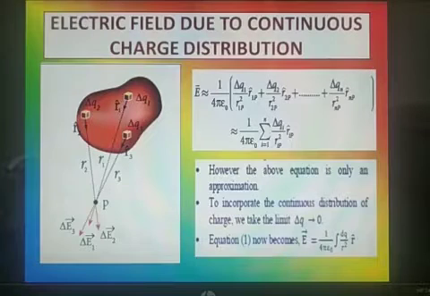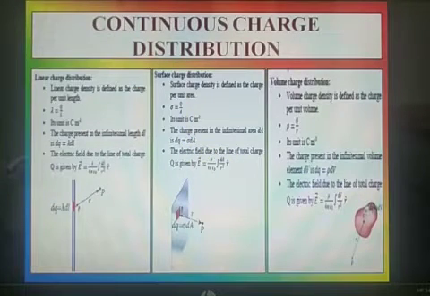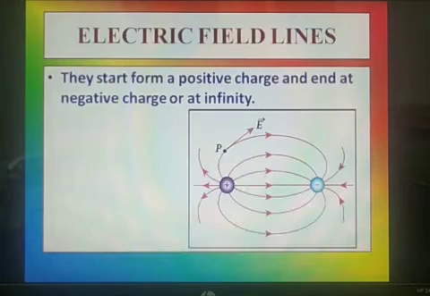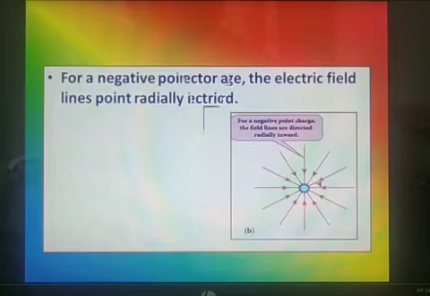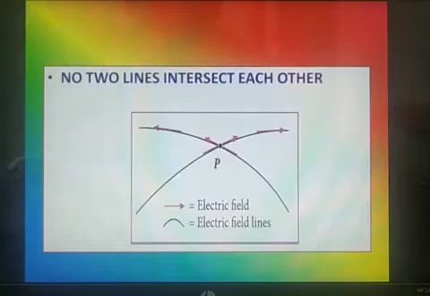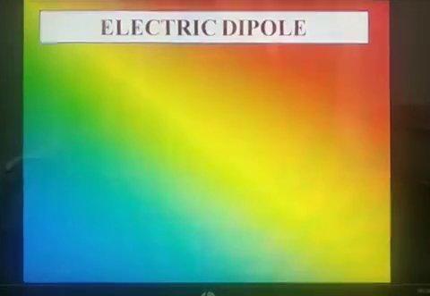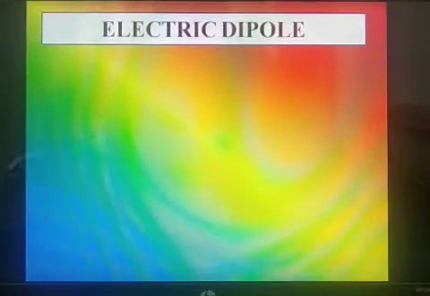Very good morning, students. In the last class, we were discussing electric field due to continuous charge distribution. In that, we discussed linear charge distribution, surface charge distribution, volume charge distribution, and then electric field lines and their properties. In today's class, we are going to discuss electric dipole.